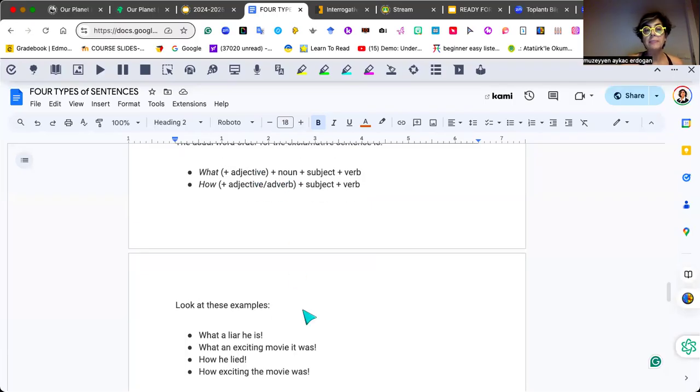Now bakalım şimdi. What a liar he is. Ama tabii bu sadece böyle değil. Başka şekilleri de var onun. Sonra subject ve verb'i kullanıyoruz örneklerde olduğu gibi. Bakalım şimdi bunun bir örneğine daha. What an exciting movie. Neydi? Burada direkt adjective'i getirip cümleyi kurarken adjective ve neyi getirmişiz? Noun'u getirmişiz. What an exciting movie it was. What a liar he is. Ne yalancı ama. Ya da what an exciting movie it was.